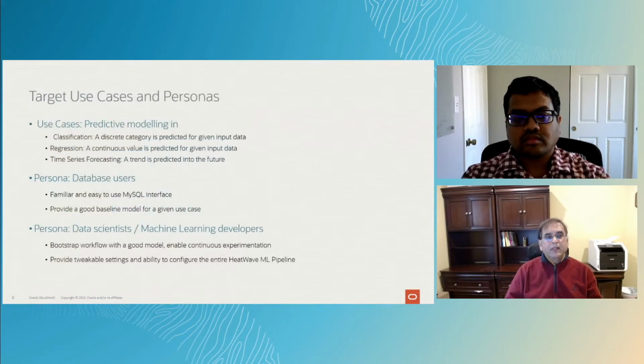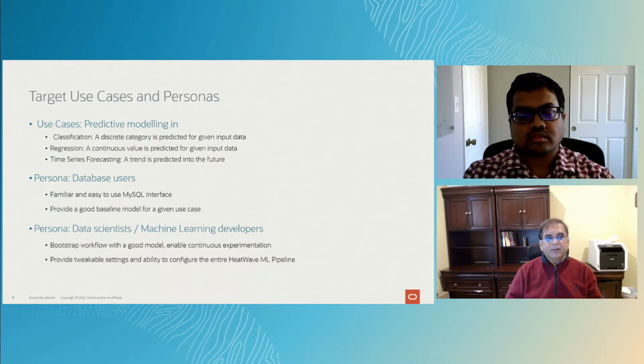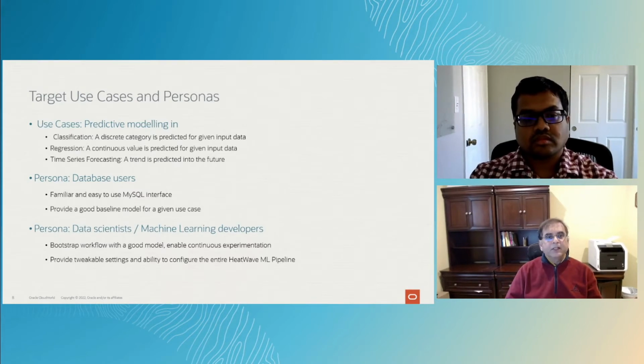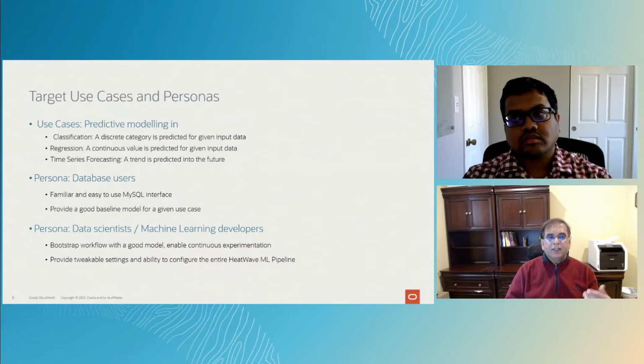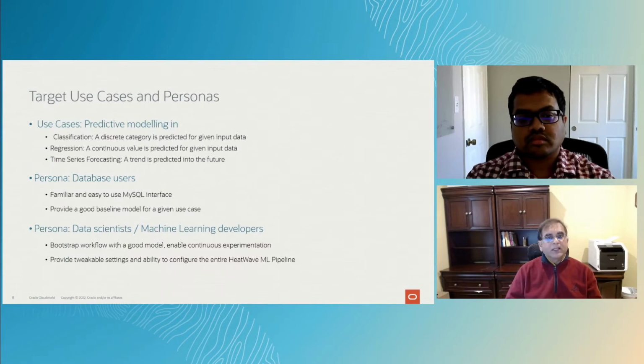Now let's look at the target use cases and personas. From a target use case perspective, we are currently targeting 3 separate categories: classification, regression, and time series forecasting. Classification is where we do predictive modeling so that a discrete category can be predicted for a given input data. In regression, we predict a continuous value for a given input data. And for time series forecasting, a trend is predicted. So currently, these are the things we have in our feature set, and many more are coming in future releases.